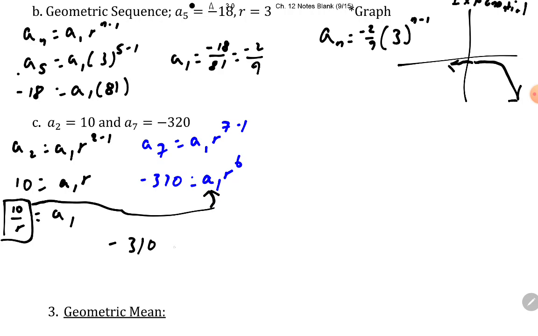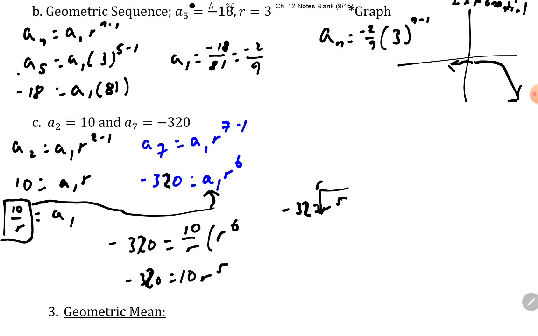So I have negative 320 equals 10 over r times r to the 6th. So that'll give me negative 320 equals 10 r to the 5th. Divide by 10, and I'll get negative 32 equals r to the 5th.